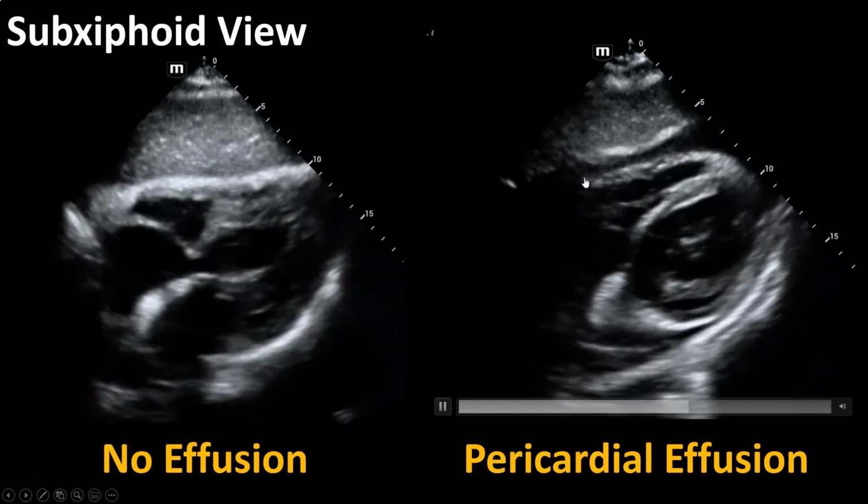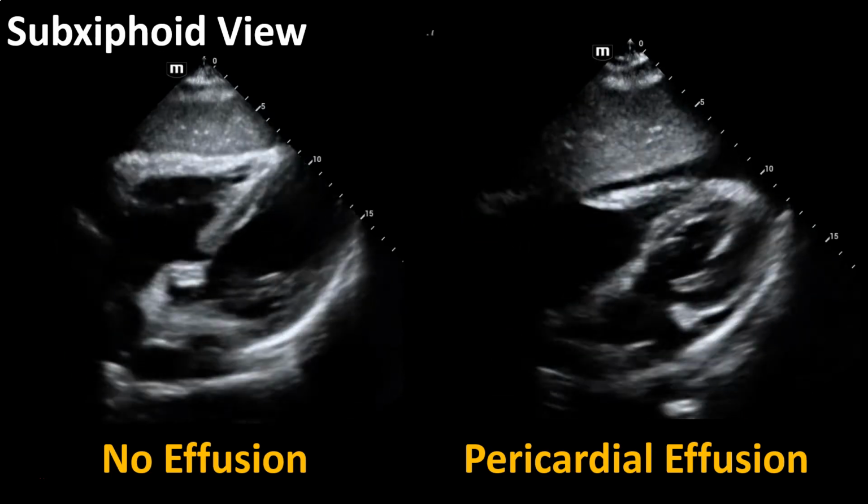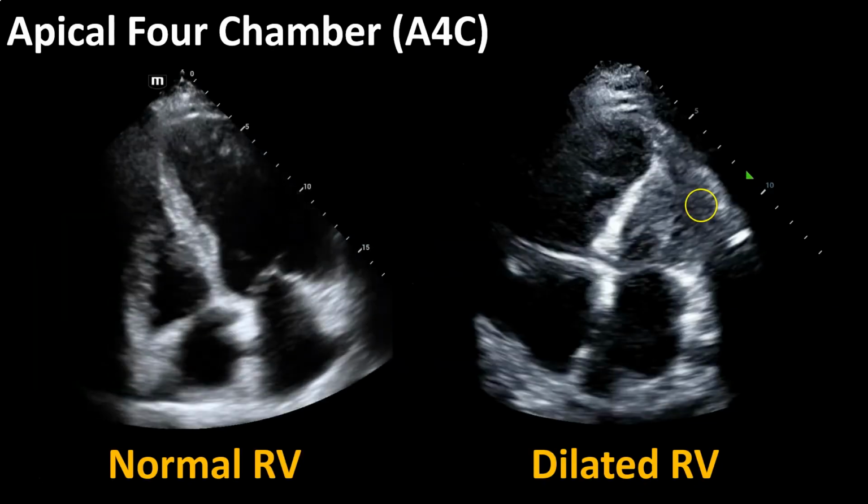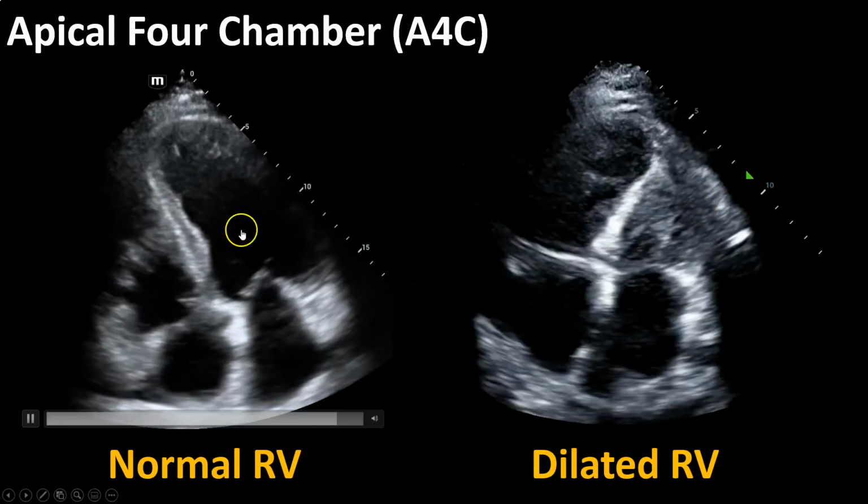Okay. Next thing we're going to talk about is equality. Now this one is a little more challenging. Looking to see whether the RV is larger than the LV is often fraught. The classic description is 0.6 to 1. My general advice is to ignore that and to simply assume that if the RV is as big as the LV, you likely have RV dysfunction. The challenge is telling if that's acute or chronic, which we can talk about in small groups.